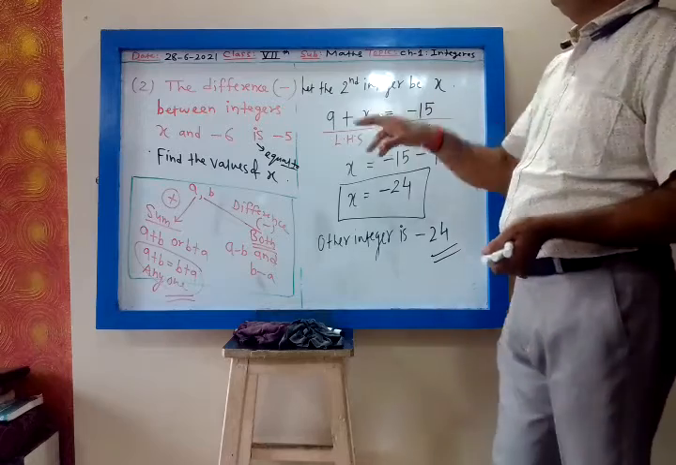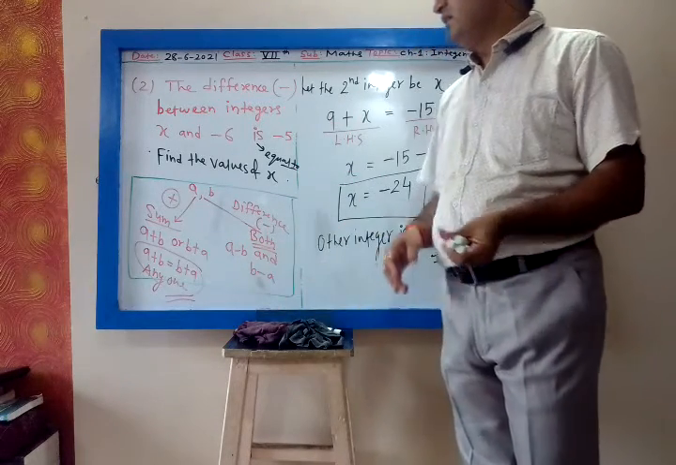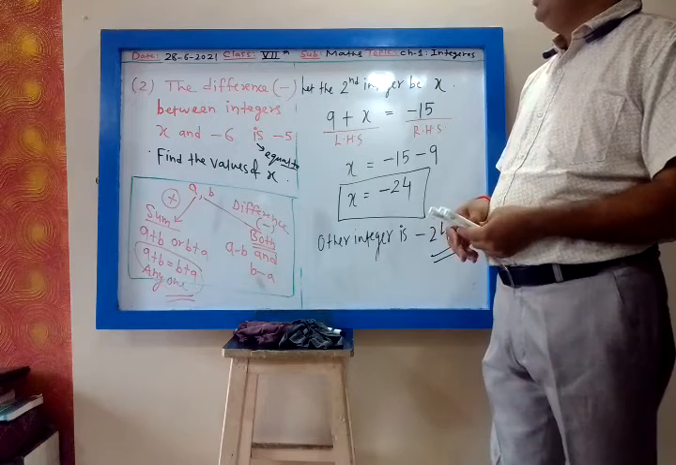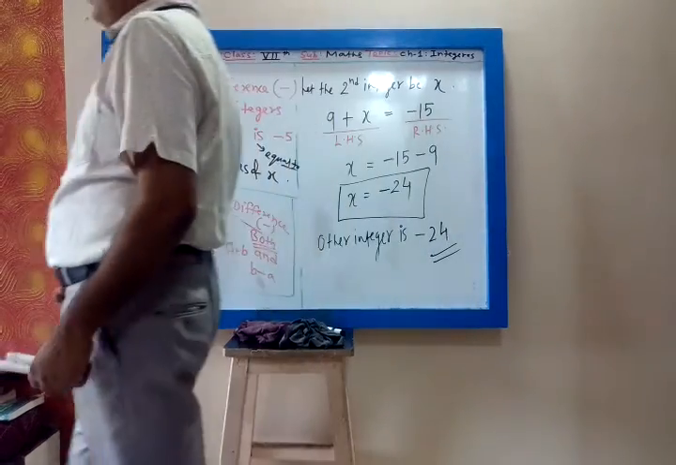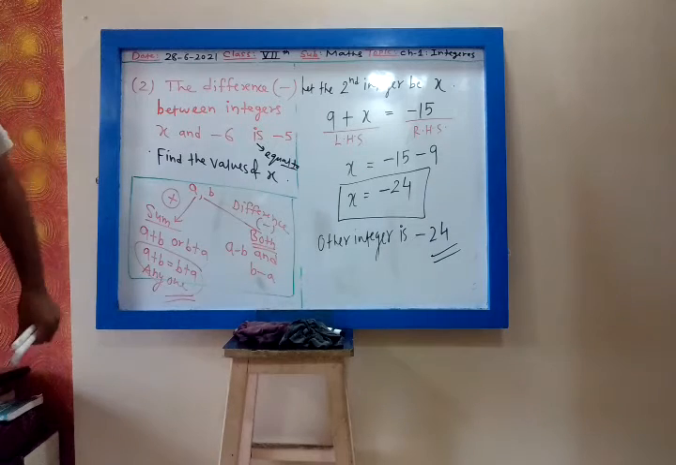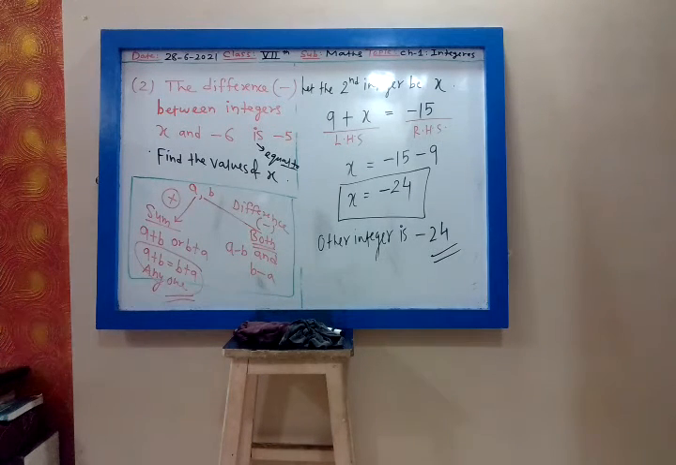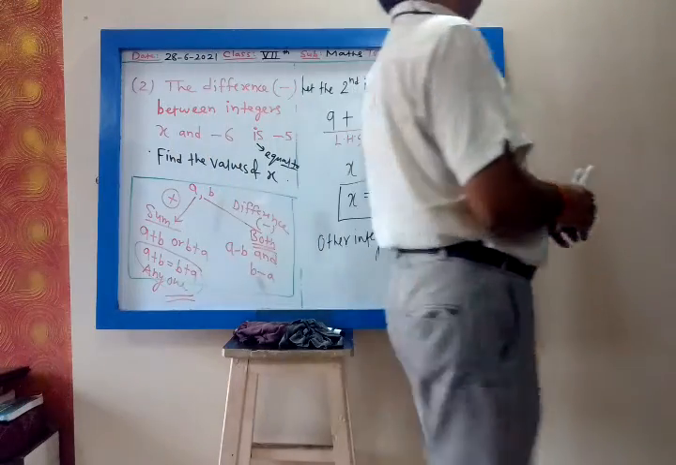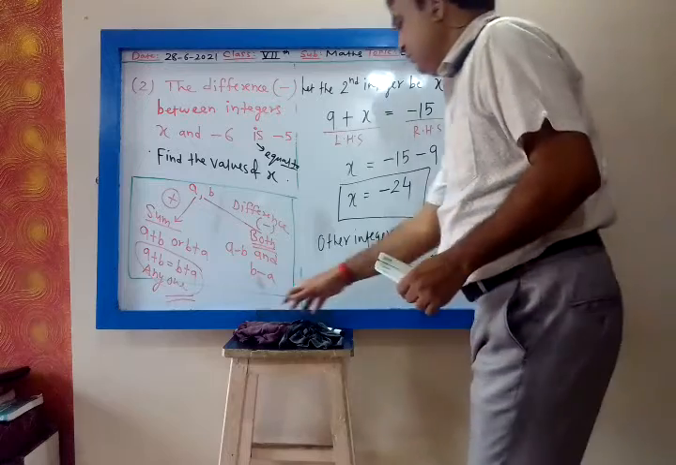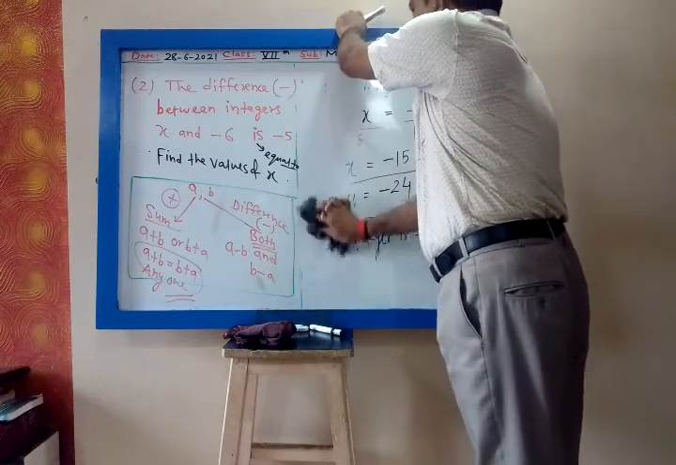But whenever it is a sum, we find only a plus b, any one. Whenever it is a difference, we find a minus b and b minus a both. So now let us solve this.